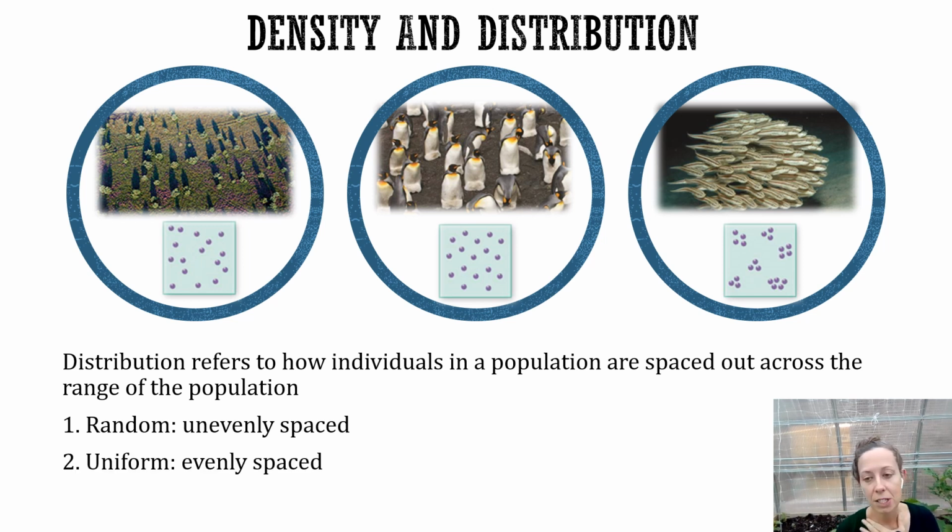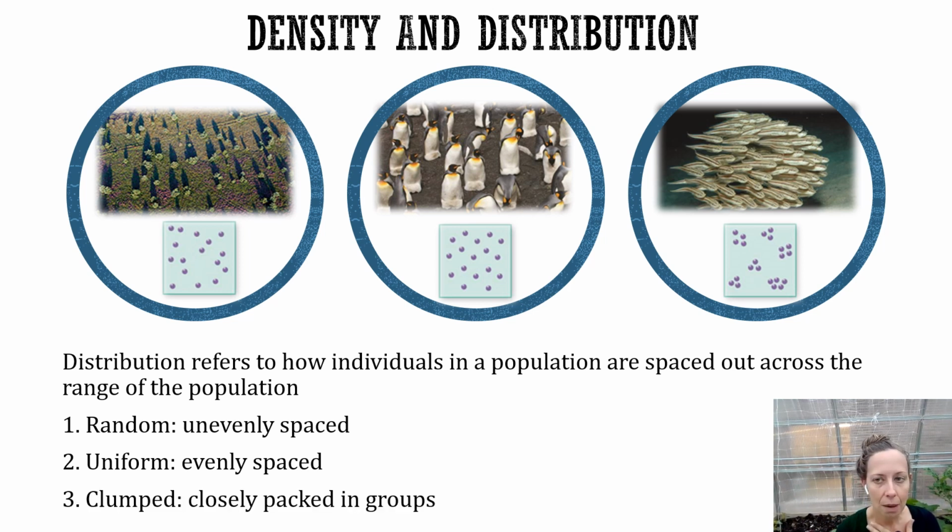The second one is uniform or evenly spaced. This lots of times is due to competition, like when animals fight for a territory, it leaves them evenly spaced with each other. And then our last one is clumped or closely packed together. Lots of times prey species do this, right? They have schools of fish or herds of deer or things like that. They live in big clusters. Okay, that's distribution and density.